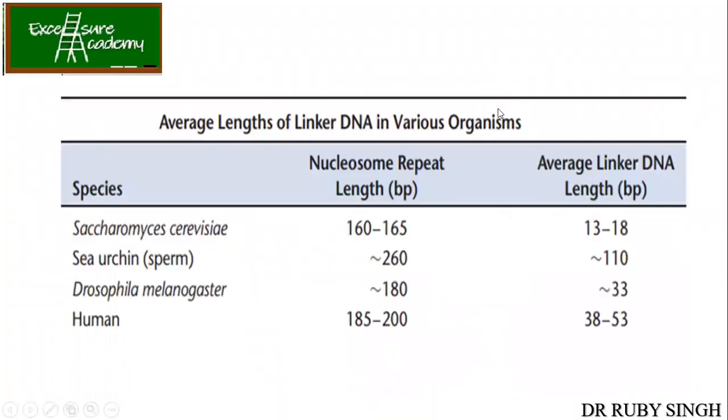This table will give you the average length of the DNA in various organisms. You can see that in the case of Saccharomyces cerevisiae, it is around 160 to 165 for the nucleosome repeat. In humans, we said it is around 147 or something. So it will vary from species to species. Now, sea urchin, Drosophila melanogaster, and human have different lengths given.